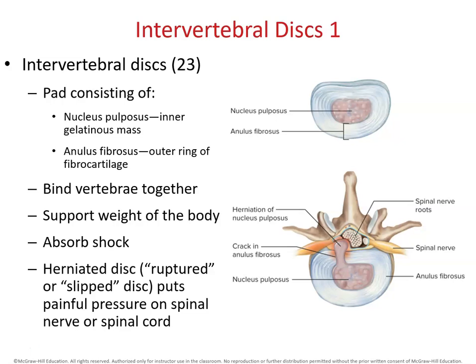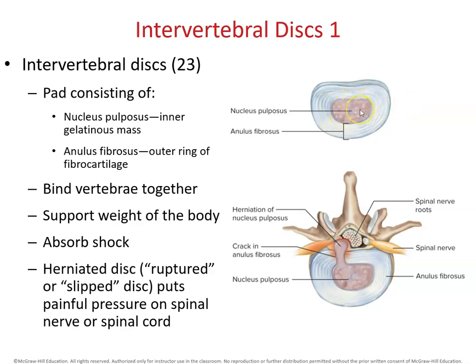So humans have 23 intervertebral discs. These are between the vertebra, and they provide cushioning and absorb shock. Each one of these discs has two parts. The first is the nucleus pulposus, which is a gelatin mass on the inside. And then the annulus fibrosus is outside of it, and it is the tough exterior that keeps the gel substance inside.